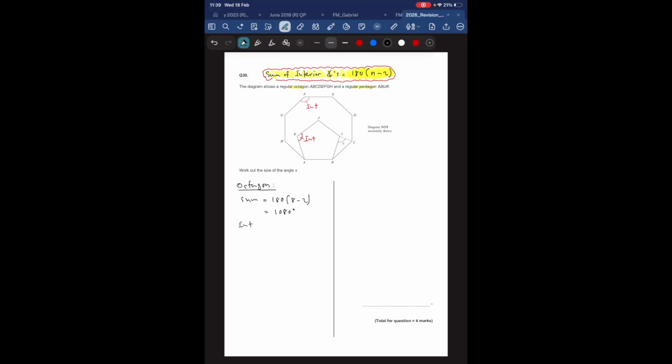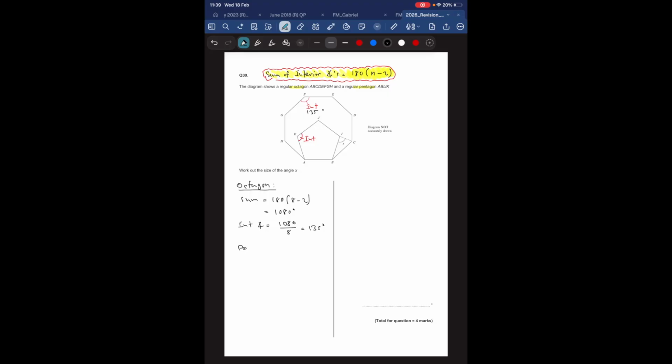And the interior angle, I just need to take that 1080 and divide it by 8. And if I do that, I calculate the size of the interior angle for the octagon as being 135 degrees, which I can put on the diagram.